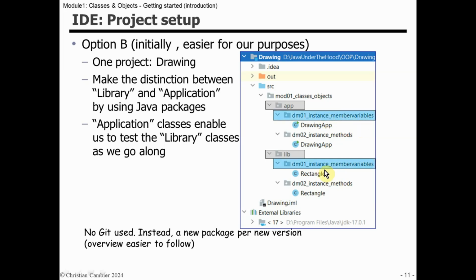Demo 1, for instance, variables, once in the app, once in the lib, and then add the rectangle class, and here's my drawing app client. So everything just in one project, with a link to external libraries only to the JDK.